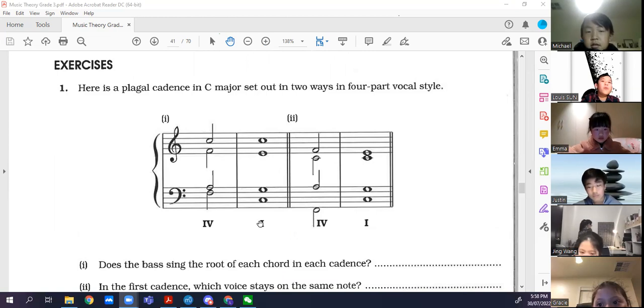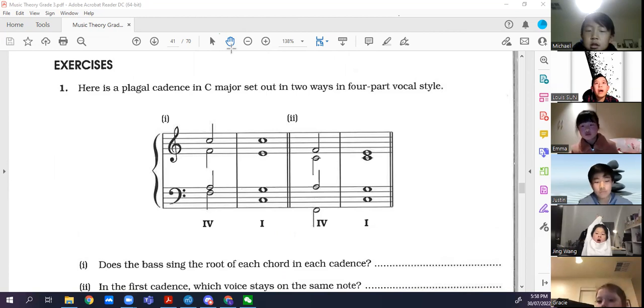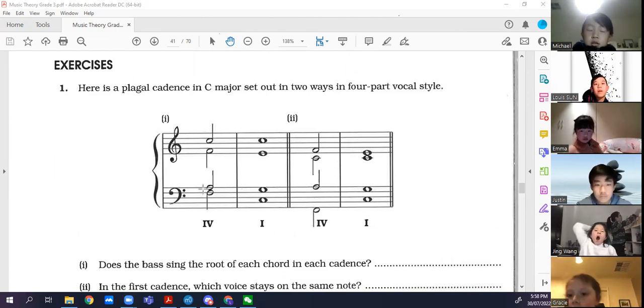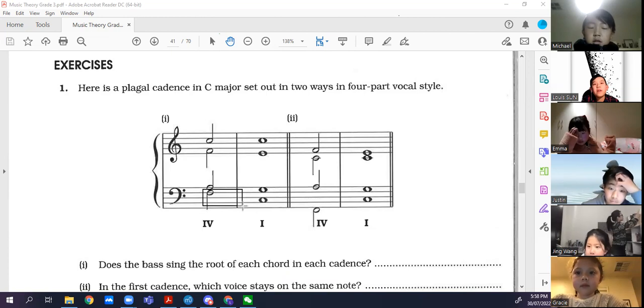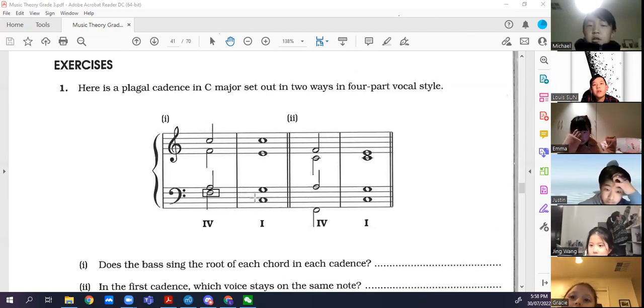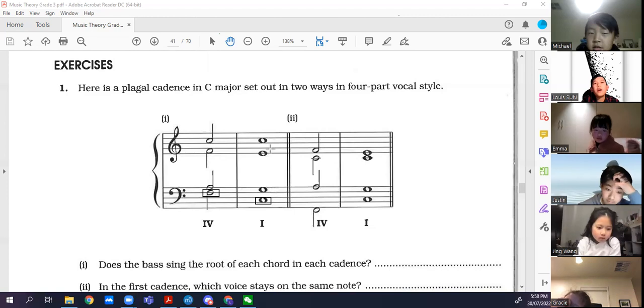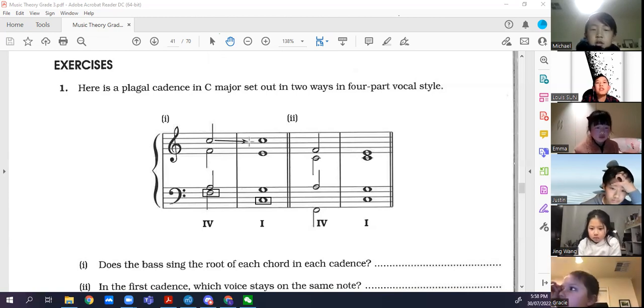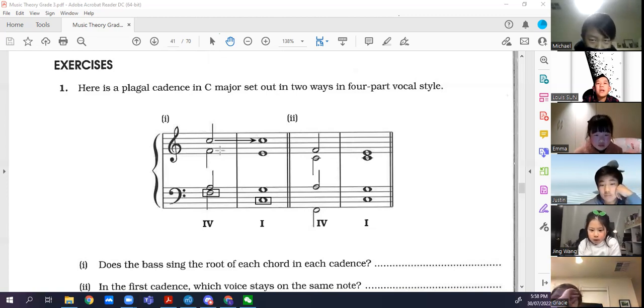So, what you want here is, you have the roots in the bass again, and there is a note in common between the two chords. Keep them in the same voice. It should be the tonic that is kept in the same voice. And then the two other voices step down. Does this feel much easier than perfect cadences?